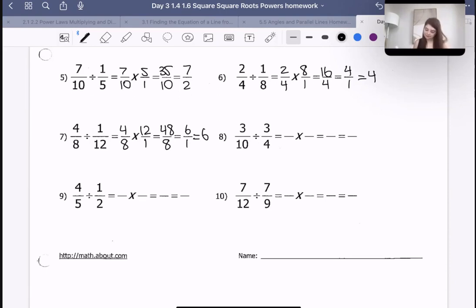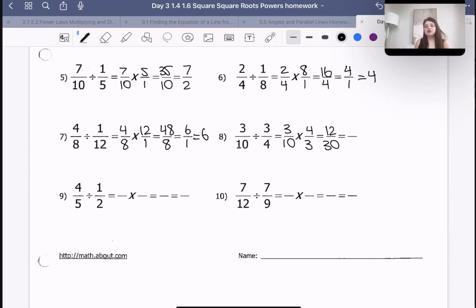Okay, let's try number 8. 3 over 10 divided by 3 over 4. Well, that's 3 over 10 times 4 over 3. Well, 3 times 4 is 12, and 10 times 3 is 30. So we have 12 over 30.